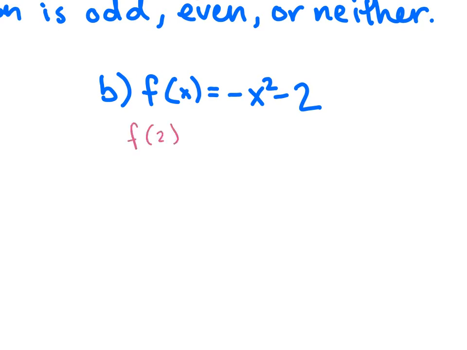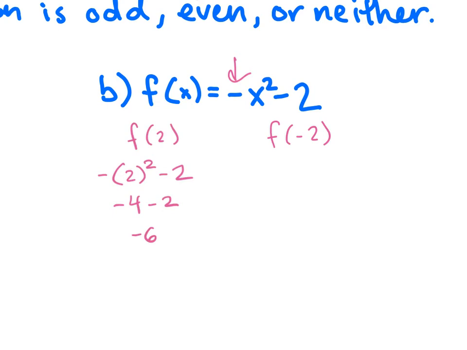So let's plug in 2 and -2. When I plug in 2, I have negative 2 squared minus 2. Remember, this negative has to stay on the outside. So 2 squared would be 4, this is negative 4 minus 2, which is negative 6.